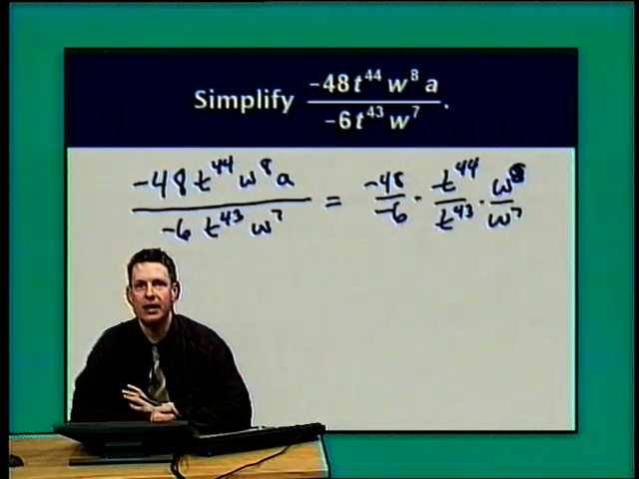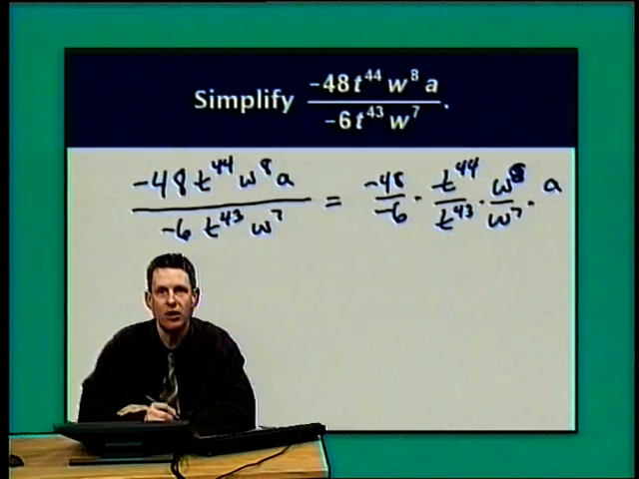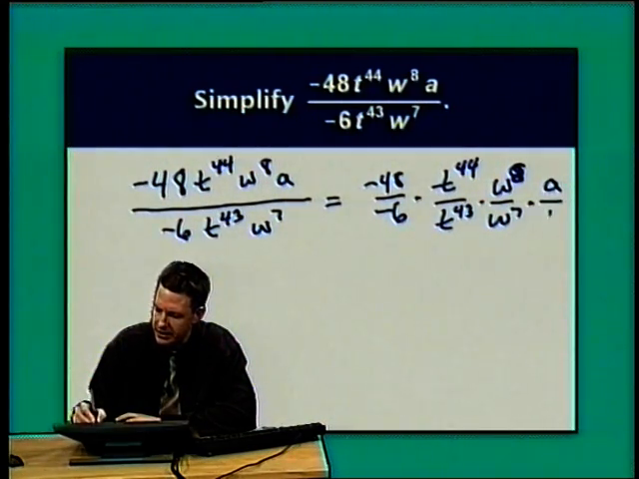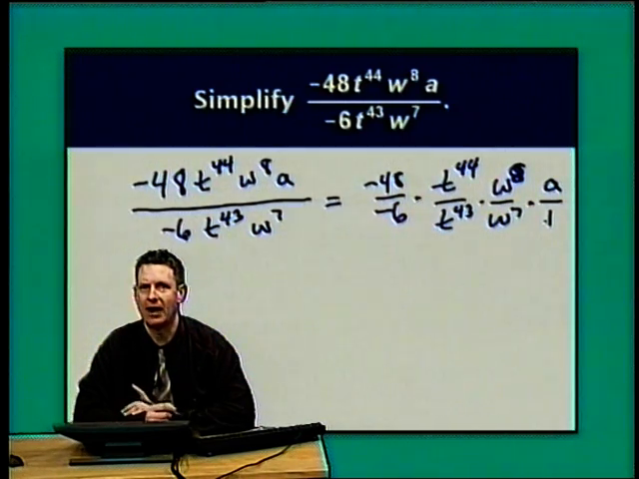And finally, in terms of my a factors, I only have a factor of a in the numerator, but a is equivalent to a over 1, and I think I'll go ahead and write it that way to make sure that I line things up correctly when I multiply my fractions together.